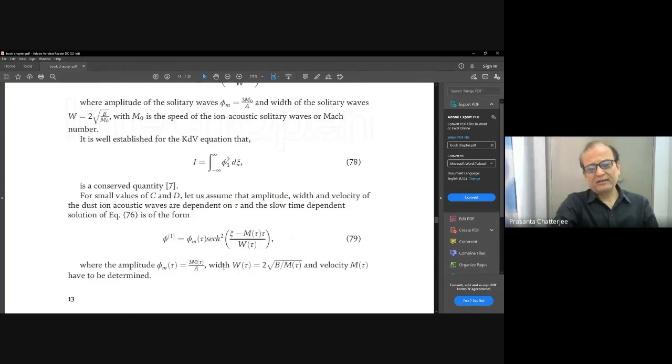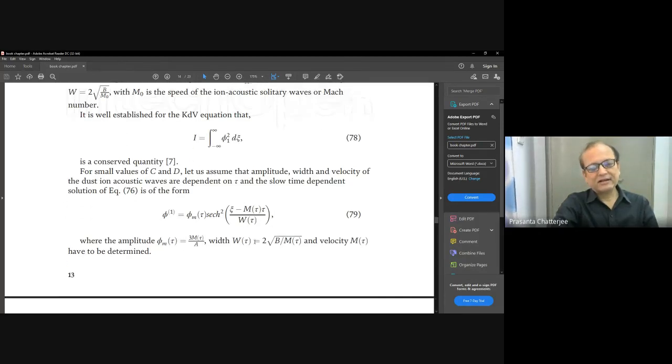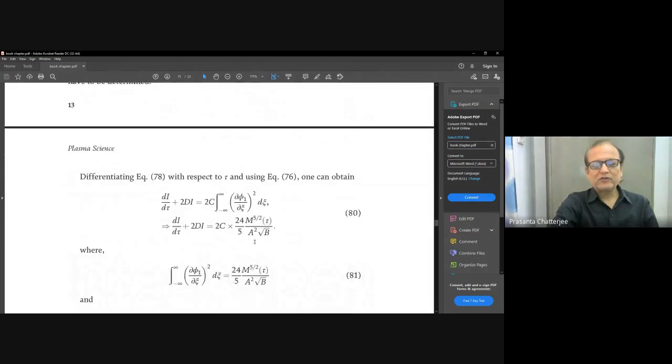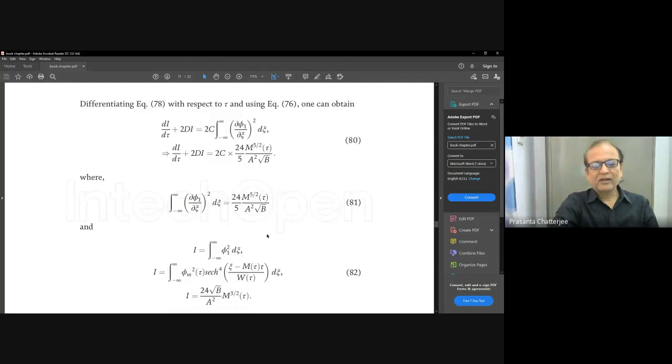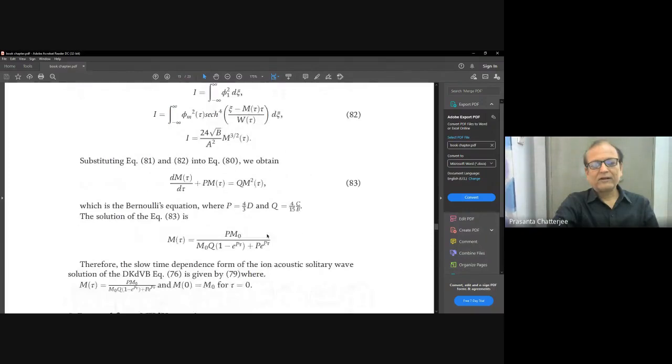Solution may be obtained in this form where φm, m, and ω depend on τ. The technique I have discussed earlier, and following the same procedure, we can easily find out the value of m(τ) will be m = p m0 / (m0 q (1 − e^(−pτ)) + p e^(−pτ)). It will be m0, not m. Just it is written as m.